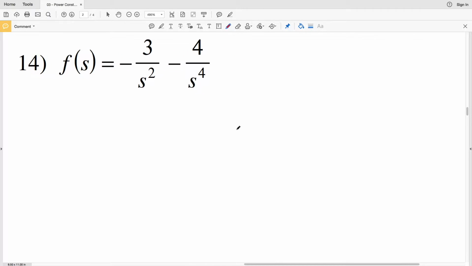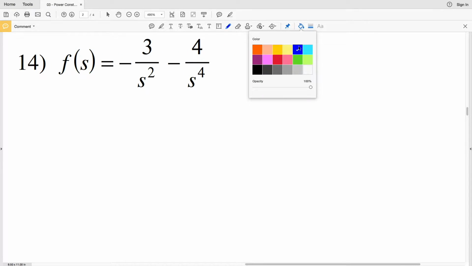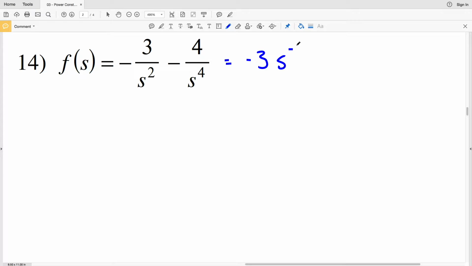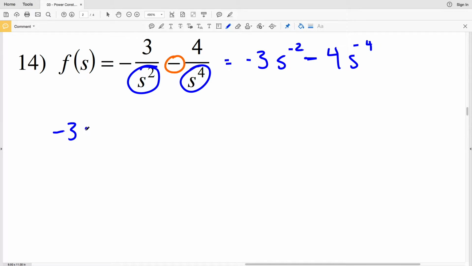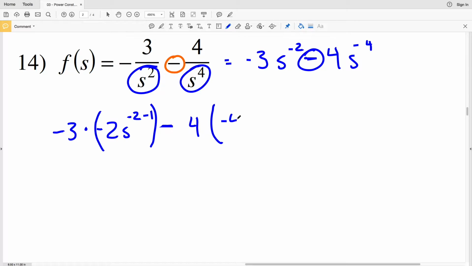In number 14, we're finding the derivative of f of s. But quickly, I'll rewrite f of s as negative 3 times s to the negative 2 minus 4 times s to the negative 4. So all I did was pull my variables out of the denominator by writing them as negative exponents. Now we can apply the power rule. So we'll have negative 3 times negative 2 times s to the negative 2 minus 1 minus 4 times negative 4 times s to the negative 4 minus 1.